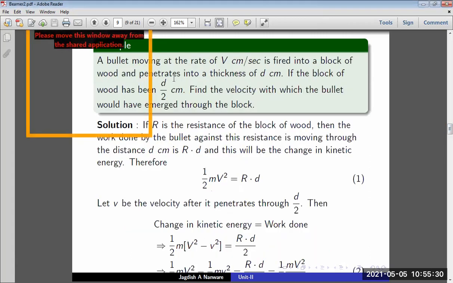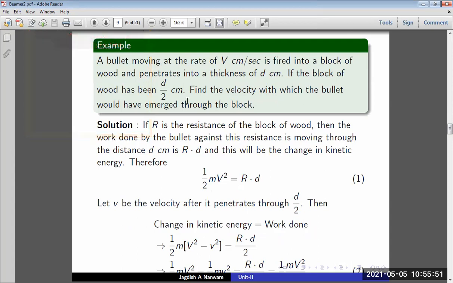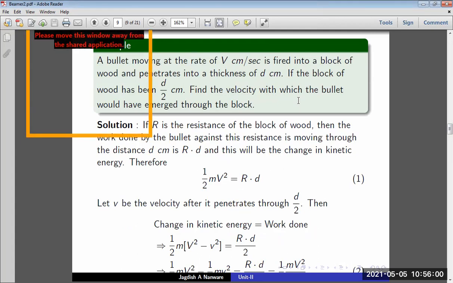A bullet moving at the rate of 3 centimeter per second is fired into a block of wood and penetrates into a thickness of d centimeter. If the block of wood had been d by 2 centimeter, then we have to find the velocity with which the bullet would have emerged through the block, right? So we have to find that velocity.